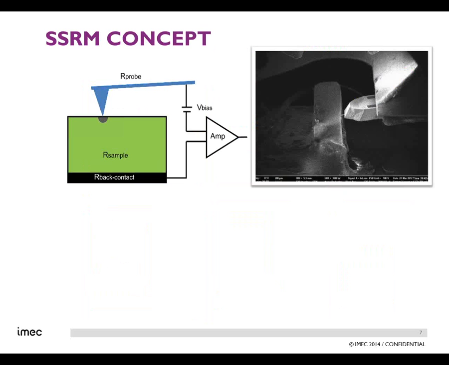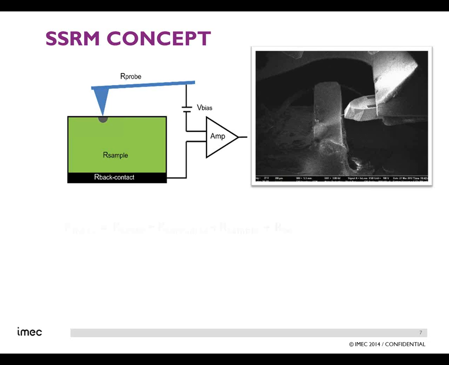This basically is SSRM. It's an AFM equipped with a conductive tip and with a logarithmic amplifier. And we put this tip in intimate contact with the sample that we want to measure. I will explain what kind of samples and how we prepare them later on. And we raster the tip, and for every position of the tip, we are measuring the current that is flowing from the tip to a back contact.